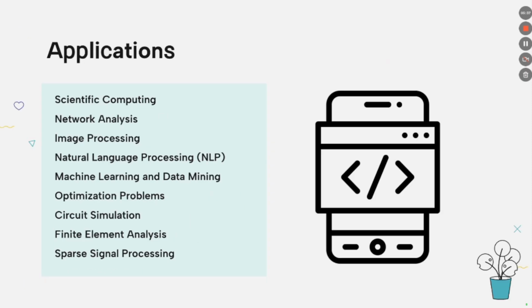The next thing is applications. The sparse matrix comes with a lot of applications and is used in a lot of fields. It can be used in scientific computing, machine learning, natural language processing, or even sparse signal processing. These are the applications in which we can use this sparse matrix representation.